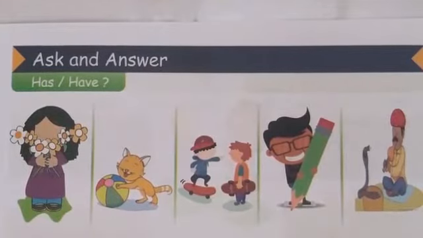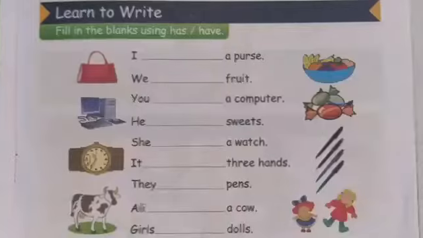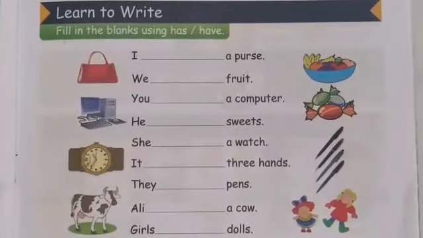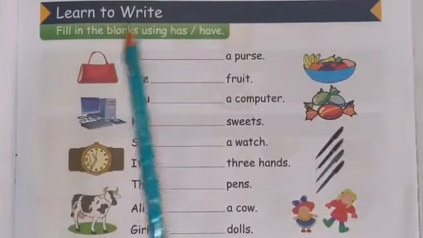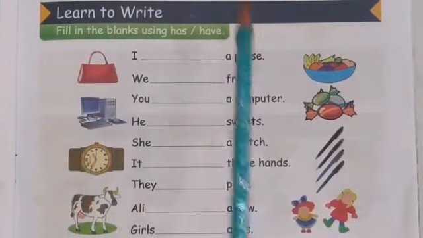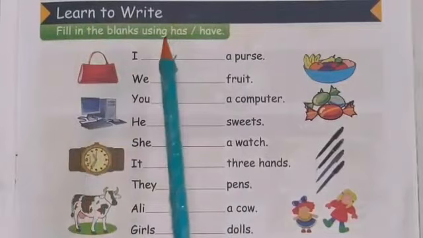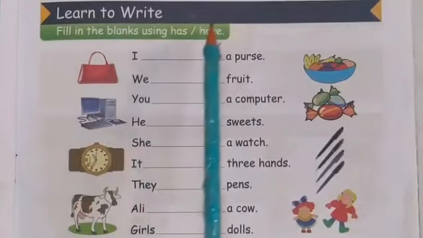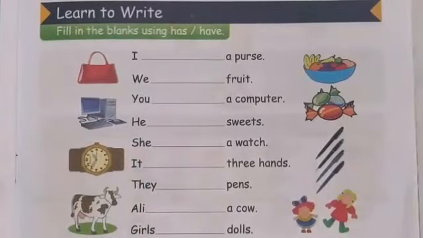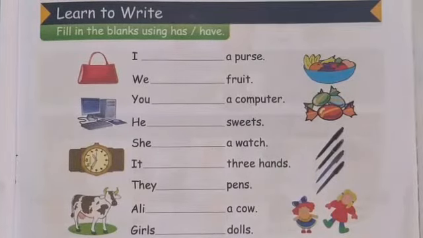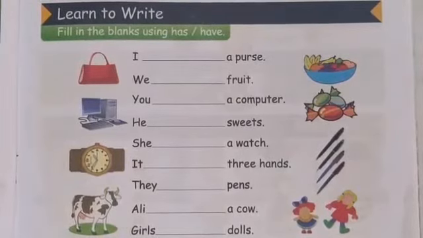Now let's move to the next activity, which is learn to write. What we are going to do in learn to write is fill in the blanks using has and have. And remember, we did the practice by using two hands and writing has and have on your palms, an activity we did in the last lesson. So you have to revise it first like this.